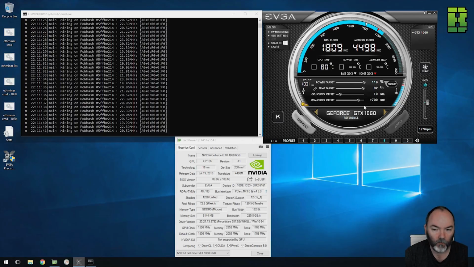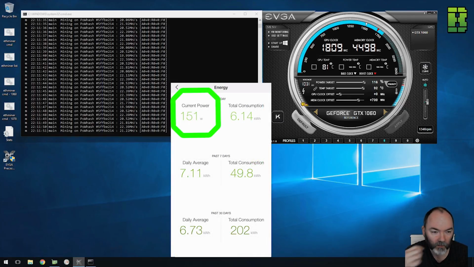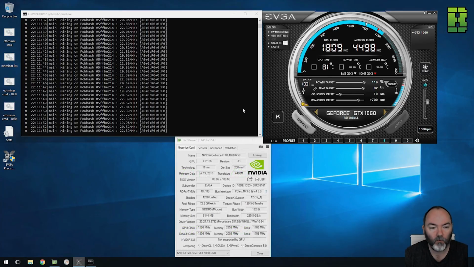Okay, so what we've done here is we've kept the power at 116%, and we've reset the GPU clock to zero. It's on default, and the power draw is 151 watts. Again, three more watts of power draw. We're getting some 22s here, and some 21s. So it's certainly a lot higher. You're probably going to get 22 average out of this, 21 and a half, something like that, mega hash.